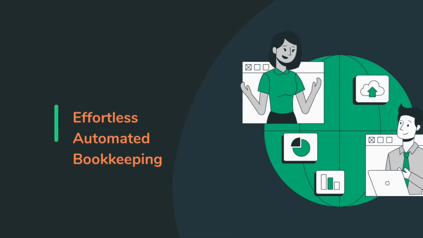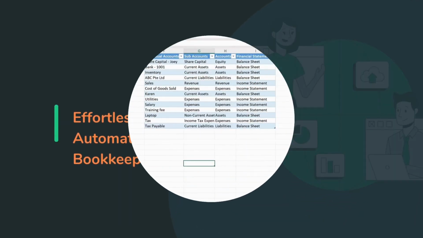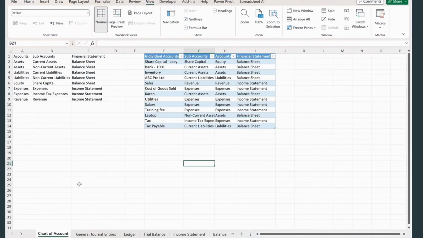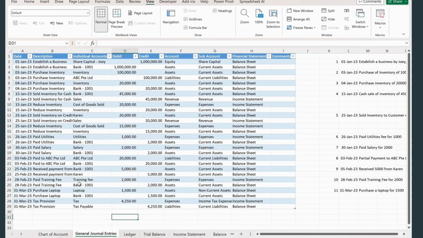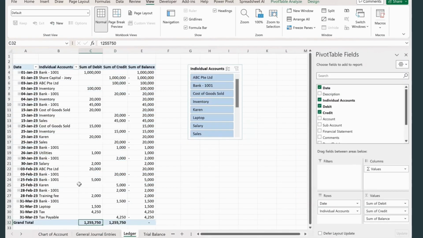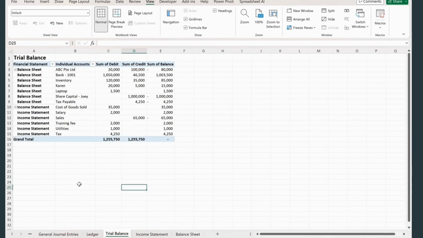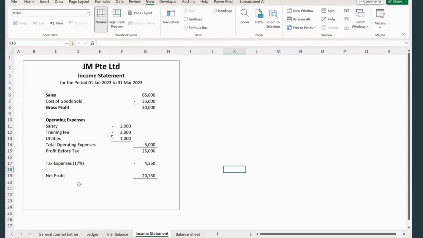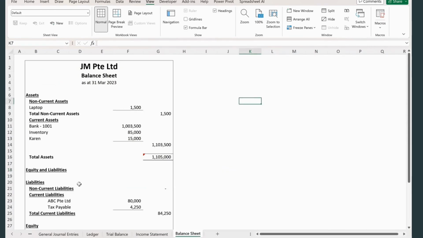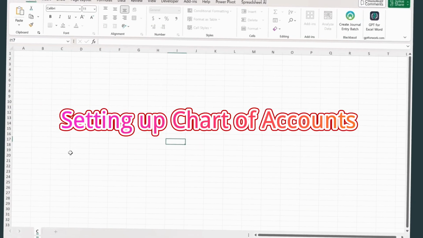Hello everyone, today I'll guide you through the process of automated bookkeeping. In this video, we'll start by setting up your chart of accounts and smoothly record your daily financial transactions. Using simple clicks and pivot tables, you will discover how to effortlessly generate individual ledgers and trial balances, allowing you to craft your income statement and balance sheet with ease.